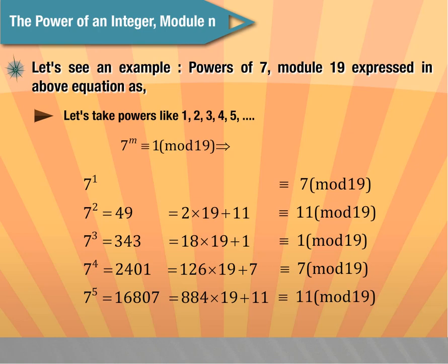7 to the power 5 is equal to 16,807, which is 884 times 19 plus 11, congruent to 11 mod 19.